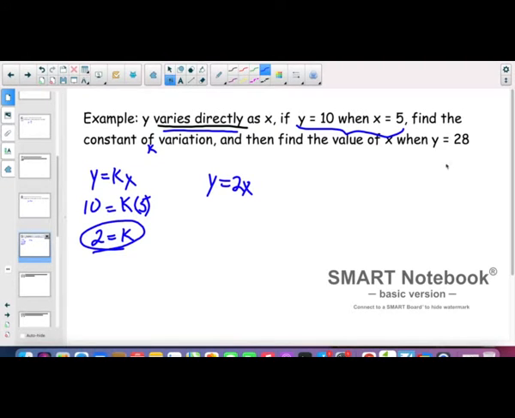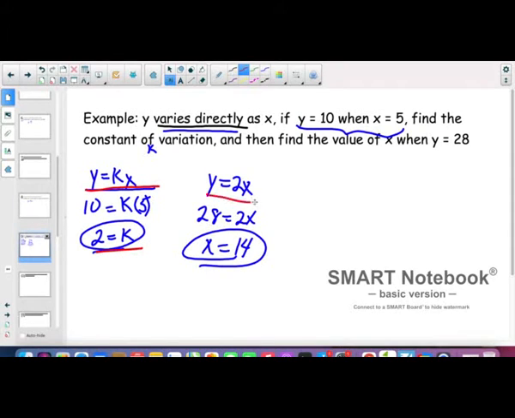And now they're asking me to find the value of x when y equals 28. So if y is 28, and I just do a little simple algebra here, x is going to be equal to 14. In order to get this problem correct, you would need to have four things. The original function correct, y equals kx. The next thing you would have to do is find the value of k, then plug that value of k into the original function, and then find the final thing that they were asking you to find.